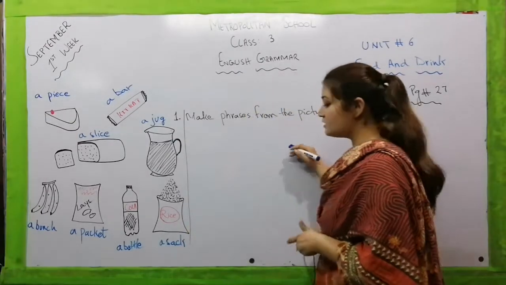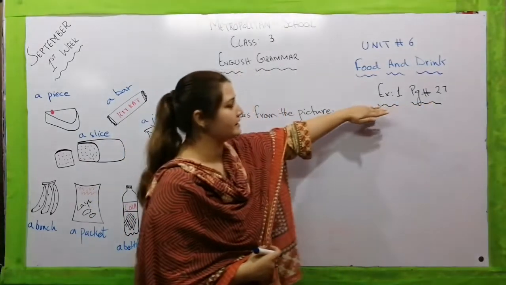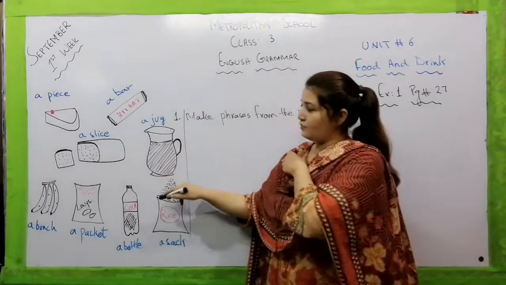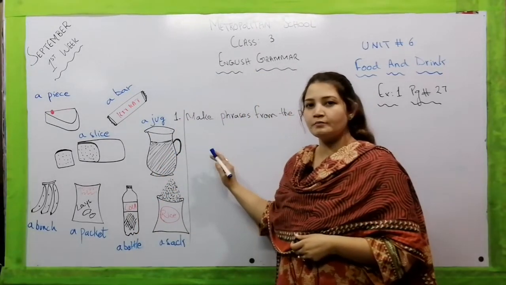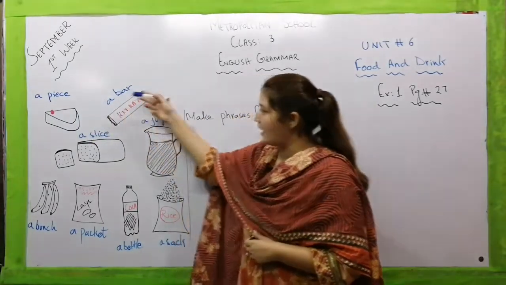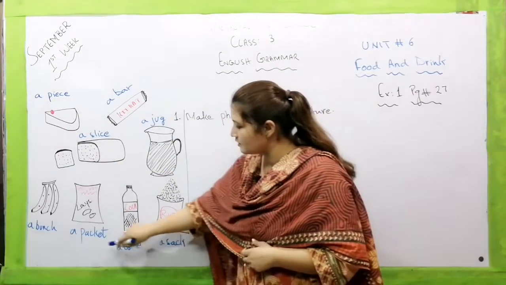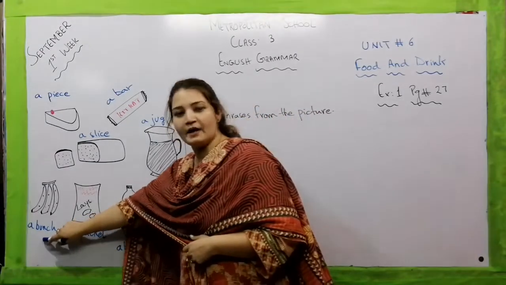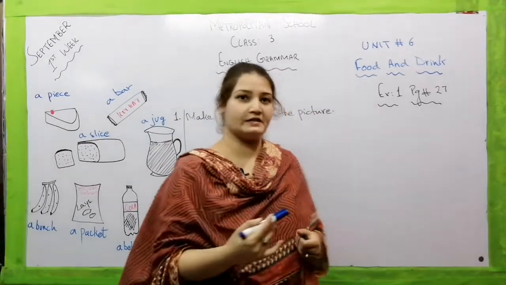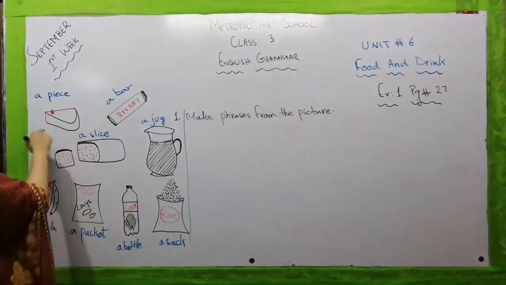Now here we are continuing our unit number 6, food and drink. On page number 27, there is an exercise given. In this exercise, there are some pictures which I have drawn on the board. You just open up your books and look at those pictures. There is a piece of something, a bar of something, a slice, a jug, a sack, a bottle, a packet and a bunch. So with the help of these pictures, today we are going to make some phrases. For example, the first picture here is a piece of cake.